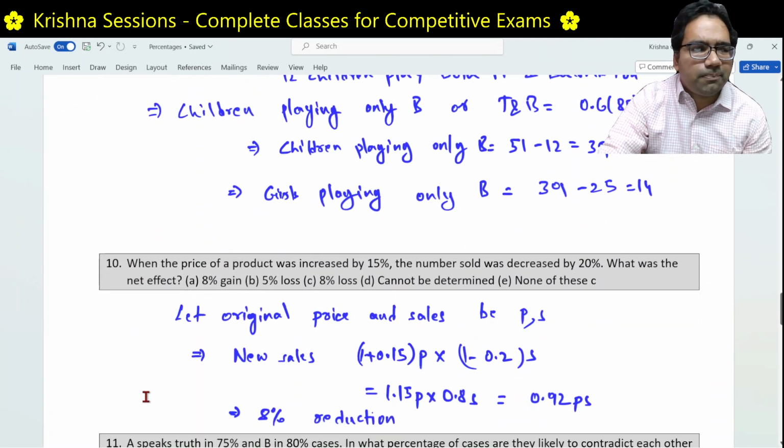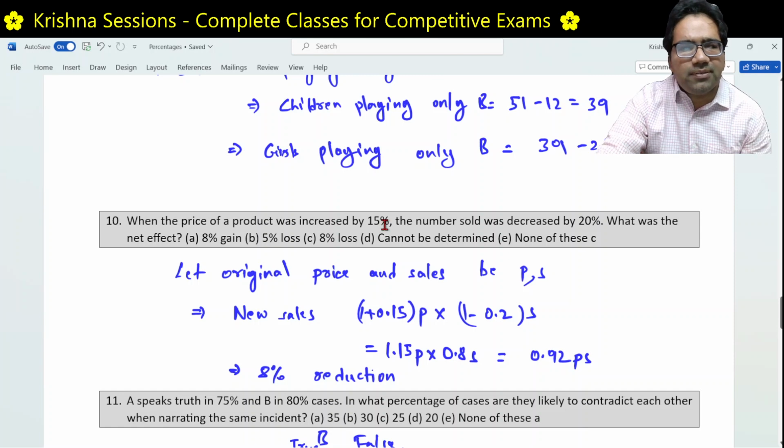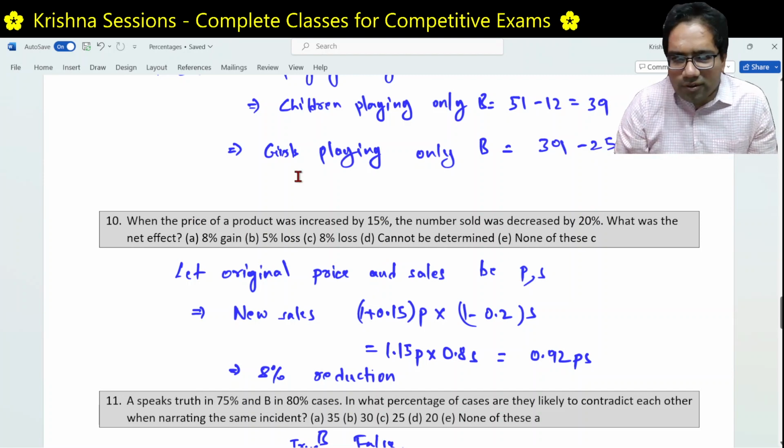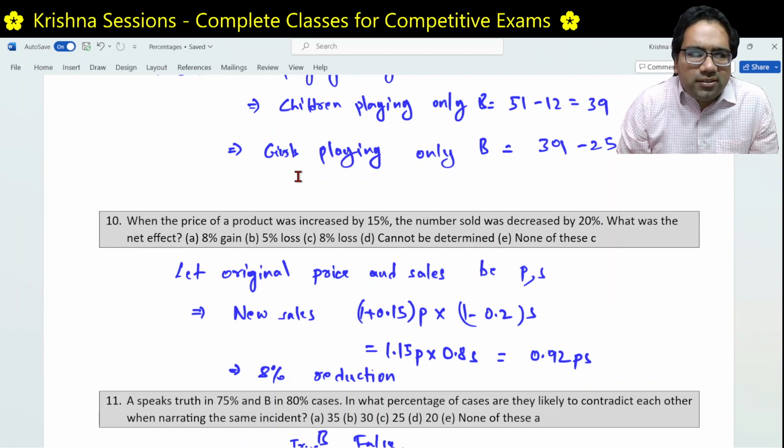Right. When the price of a product was increased by 15%, the number sold was decreased by 20%. What was the net effect? Okay, he increased the price. Obviously, the sales have gone down. Now, is it better or worse than the previous scenario? Let us assume the original price and sales are P and S.